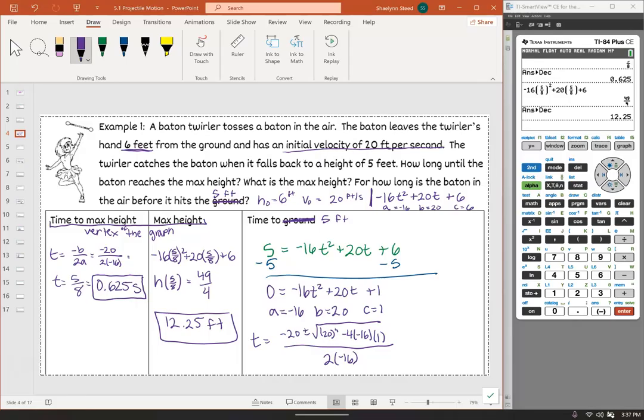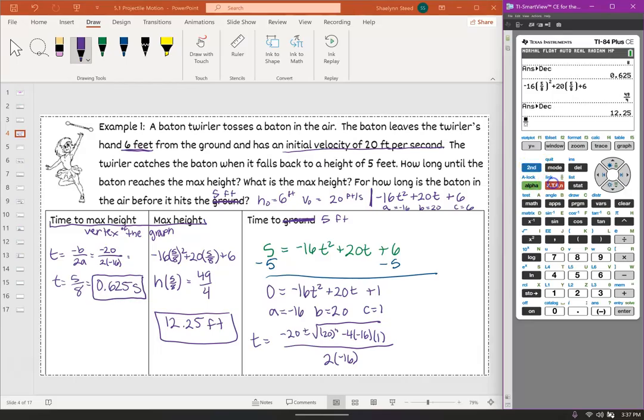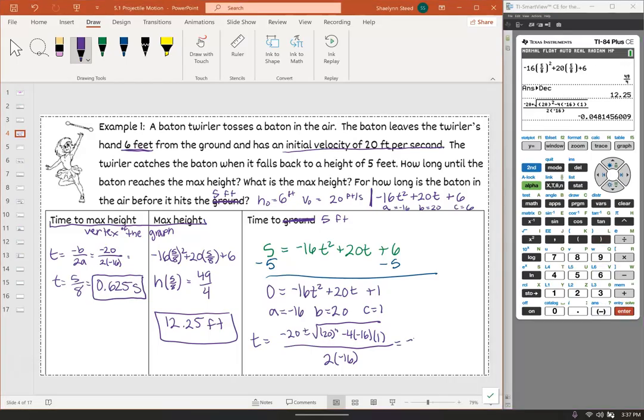All right, and I'm going to use my calculator to do this because even though I can get an exact answer, an irrational answer here is perfectly fine. The computer is actually expecting an irrational answer. So I'm going to make my fraction. I'm going to go negative 20, and we're going to start with the plus equation. Then we're going to do square root of 20 squared minus 4 times negative 16 times 1 all over 2 times negative 16. All right, when I plugged that in, I got a negative 0.048 seconds.